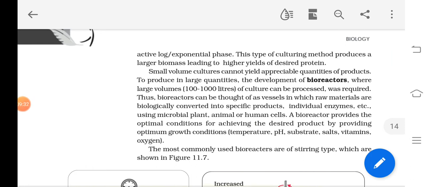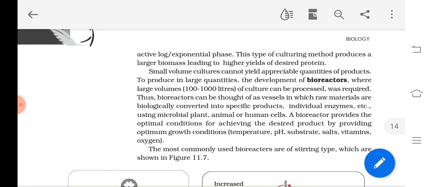So bioreactors are nothing but what are they? They are some kind of vessels in which we are providing the raw materials, and that will be converted to specific products by the microorganisms, or by individual enzymes. In that, what we are adding are the transformed cells: microbial cells, plant cells it can be, animal cells it can be, or human cells, whatever it is, they will be grown in large vessels.